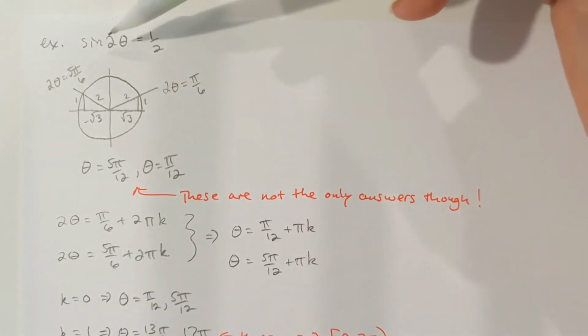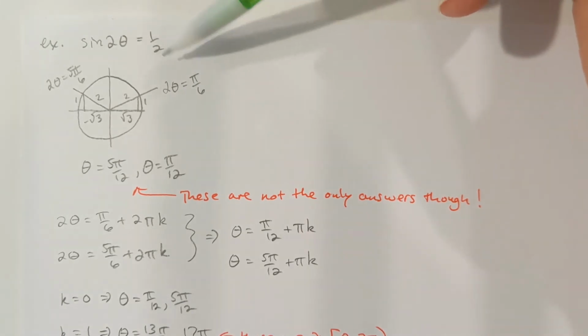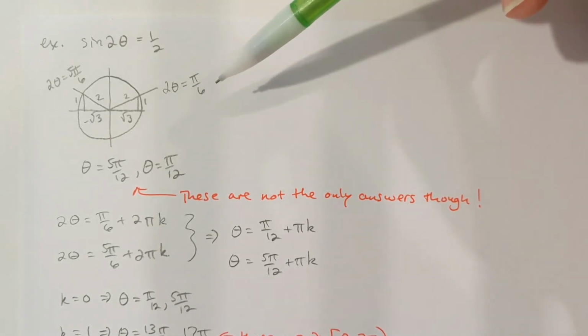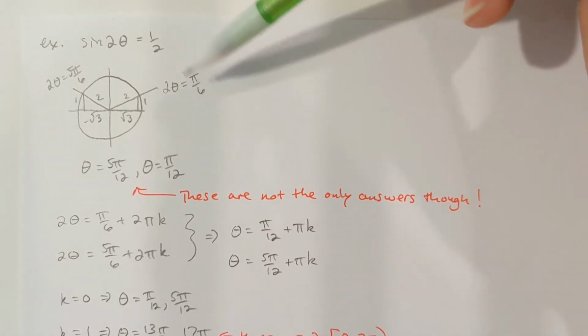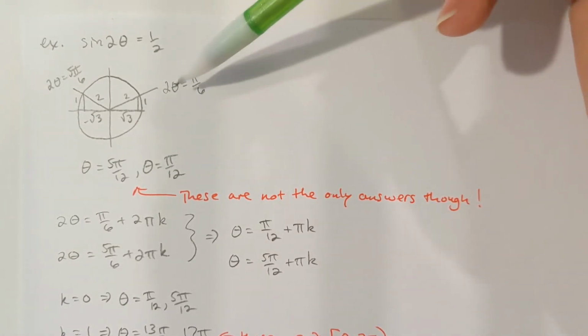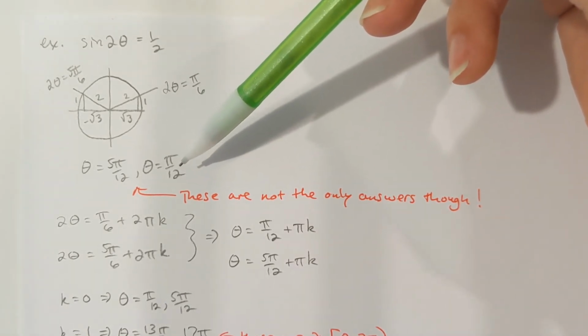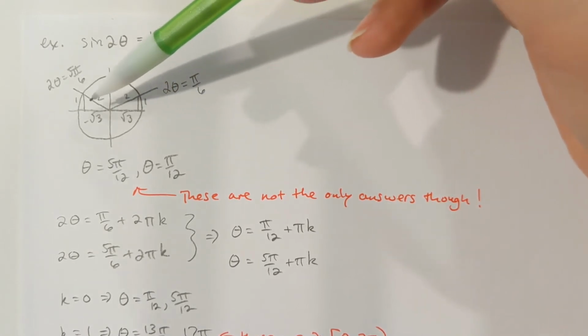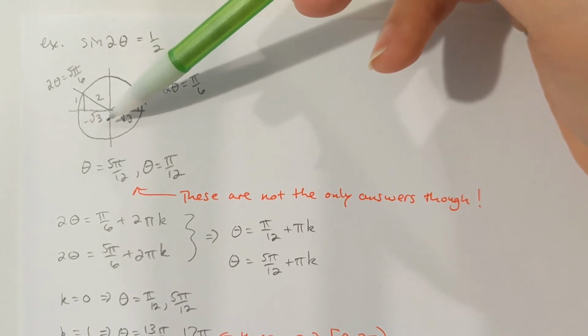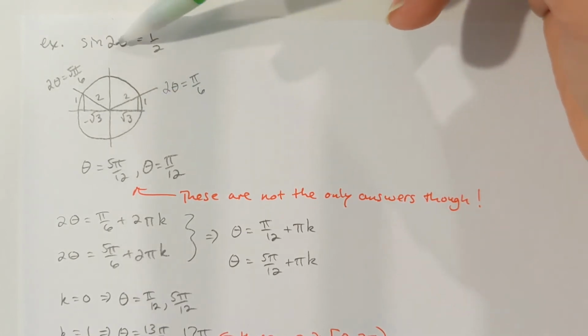Now, here's the thing. I don't have sine theta equal 1/2. I've got sine of 2 theta equal 1/2. So this angle here, I don't want to be calling theta. It's going to be 2 theta. 2 theta equal pi over 6 means that theta would be pi over 12. And so that's going to be one answer. Now, if I were to flip this triangle over into quadrant 2, that's going to affect the adjacent side, which I don't care about for sine of an angle.